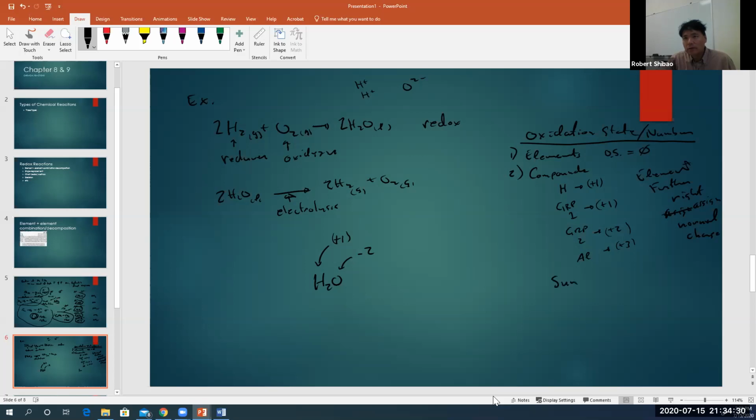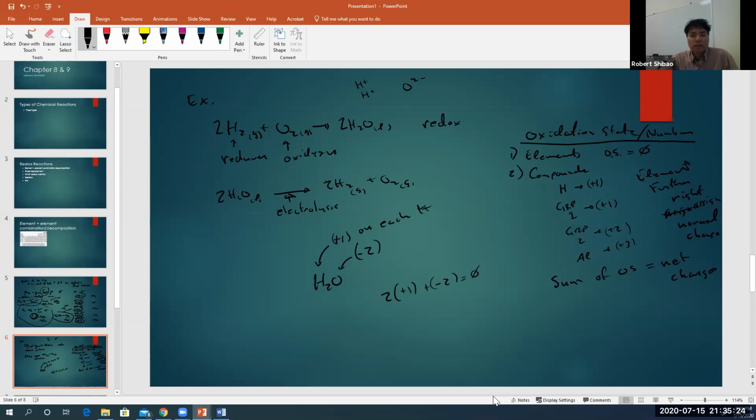The last point here is the sum of the oxidation states is equal to the net charge. Oxidation states I put in parentheses like this. What we have here is 2 hydrogens. This is per hydrogen, not per 2 hydrogens, so +1 on each hydrogen. So we have 2 hydrogens at +1, plus 1 oxygen at -2. This should give us a net charge of 0. That's the sum of the oxidation states. Again, that's on each hydrogen here.